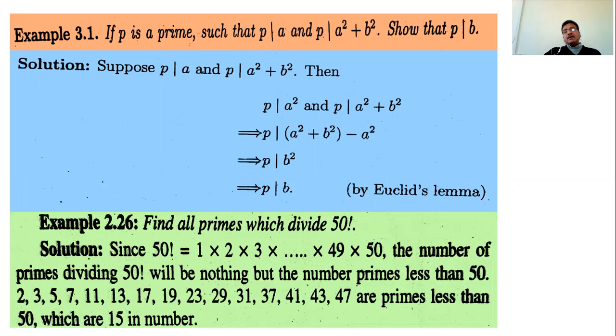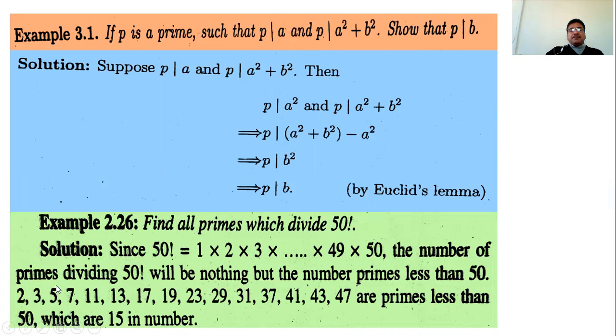And if any one is true, then ultimately we have P divides B. The next example: find all primes which divide 50 factorial. So what is 50 factorial? The multiplication of all natural numbers from 1 to 50. That is 1 into 2 into 3 ... into 49 into 50. This is 50 factorial, the multiplication of all natural numbers from 1 to 50.